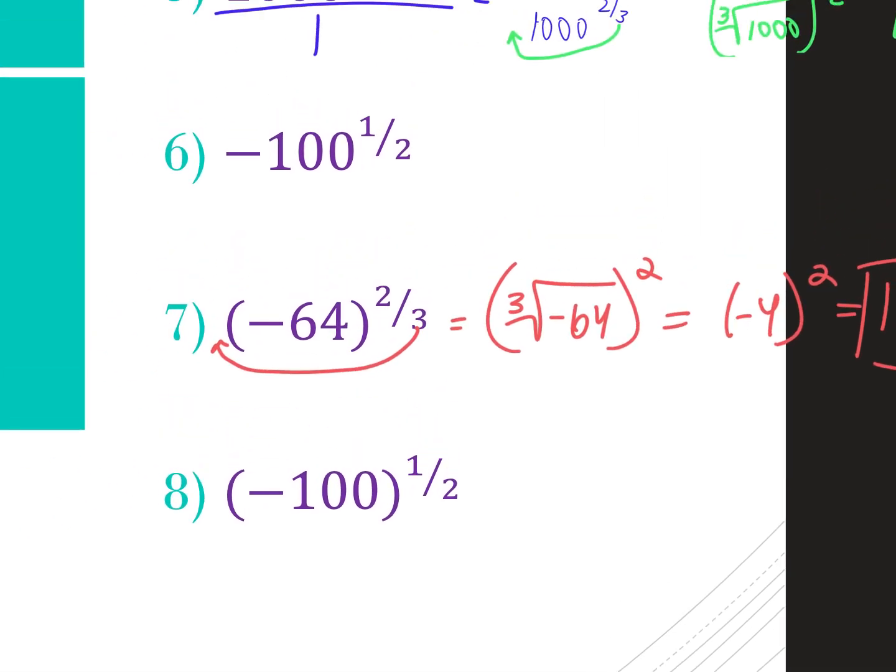And then the answer is 16. So let's go back to 6 and 8. How are 6 and 8 different? The parentheses. Cannot impress upon you enough. You will see something like this on your quiz. We're not trying to trick you. We're trying to make sure you're paying attention and that you understand the concept. So what is 6 asking you to do?